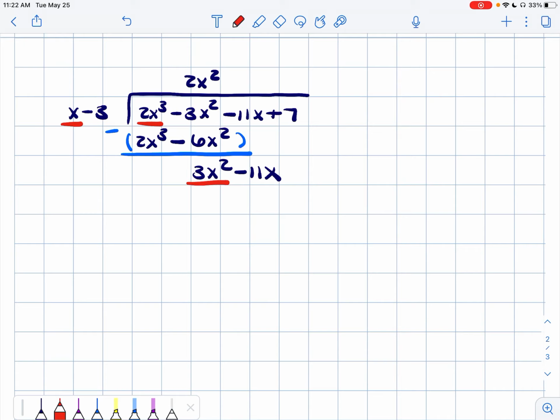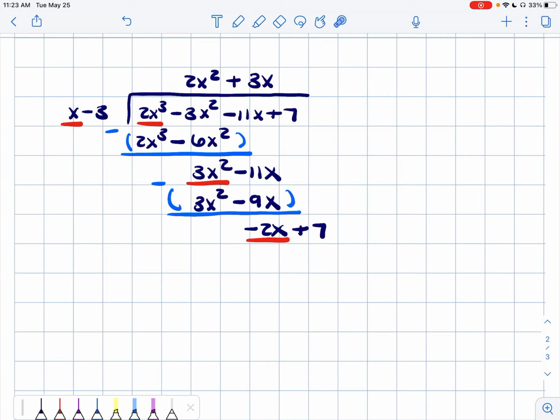So focus on the x and the 3x squared. And we want to know, what do we need to multiply an x by to get a 3x squared? And the answer would be a 3x. So we'll add a 3x to our quotient. Multiply the 3x to the entire divisor. That would give us 3x squared minus 9x. And then subtract. So 3x squared minus 3x squared, those cancel out. Negative 11x minus a negative 9x would give us a negative 2x. And then bring down the next term. And then we do it all over again.